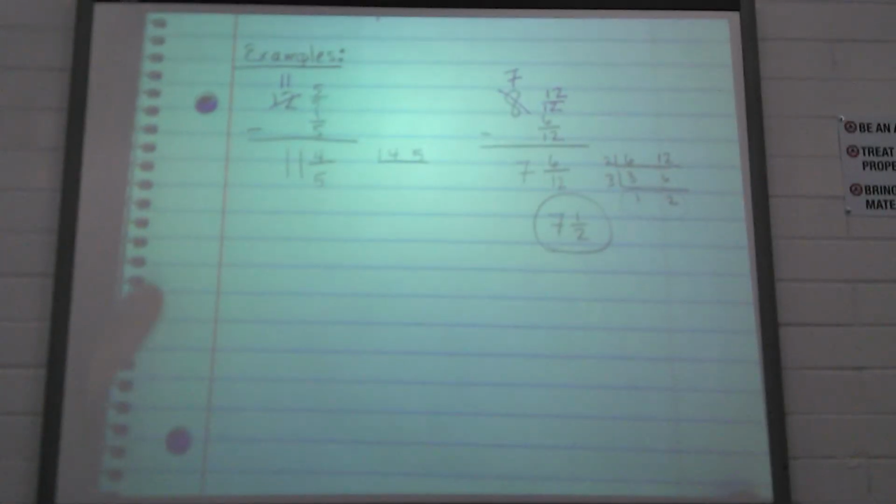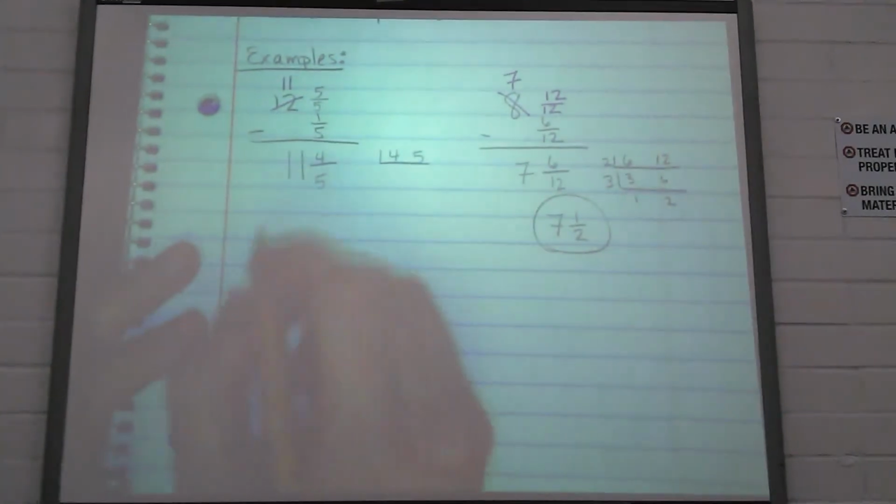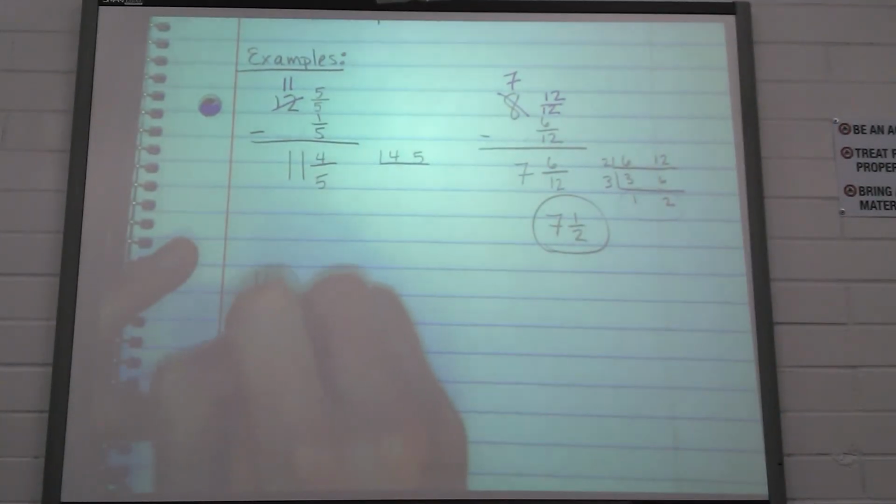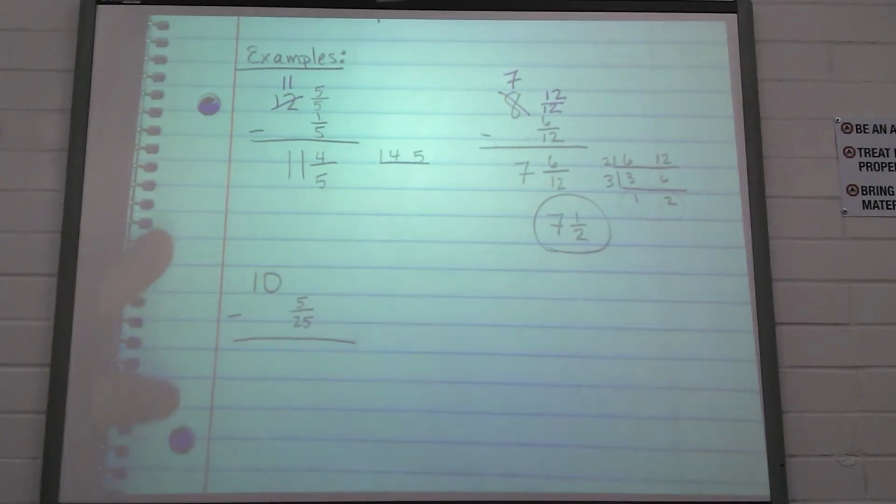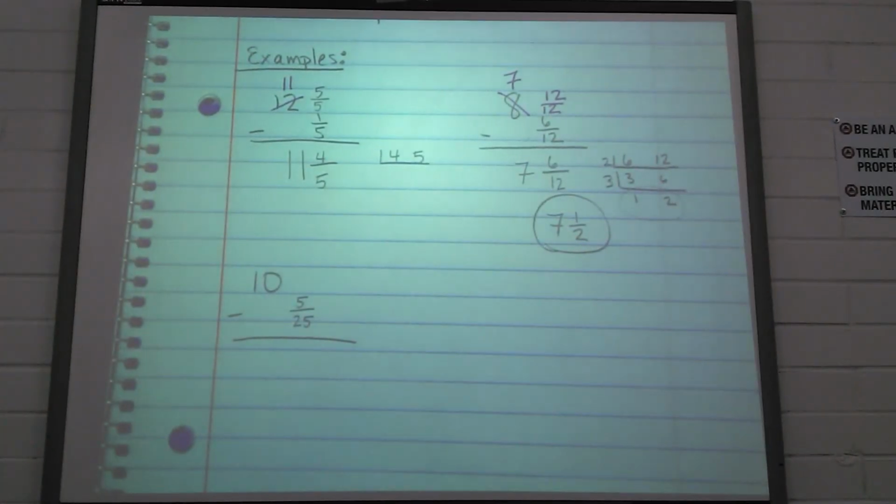Next example, let's see if you can do this one on your own. So once you're finished writing it, please pause this tape and turn it back on when you're ready to check your work. Minus 5 25ths.